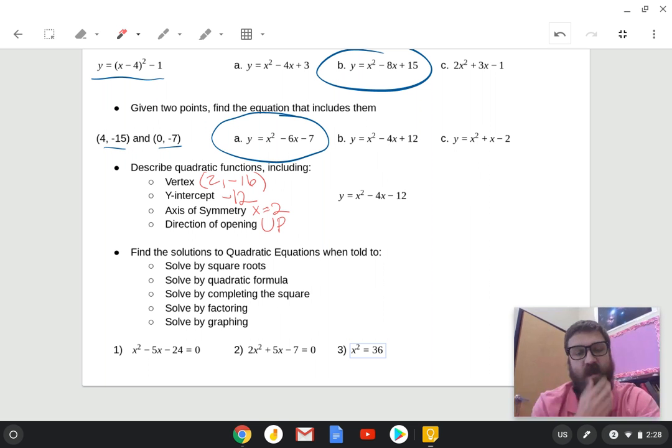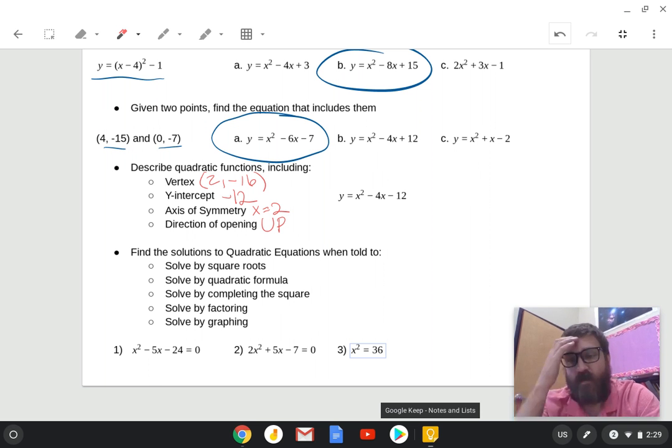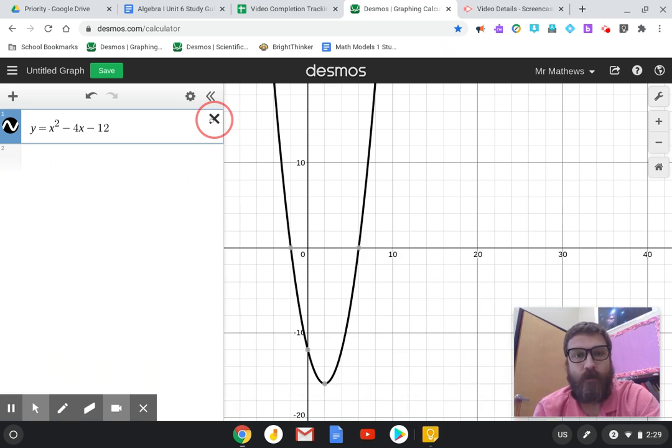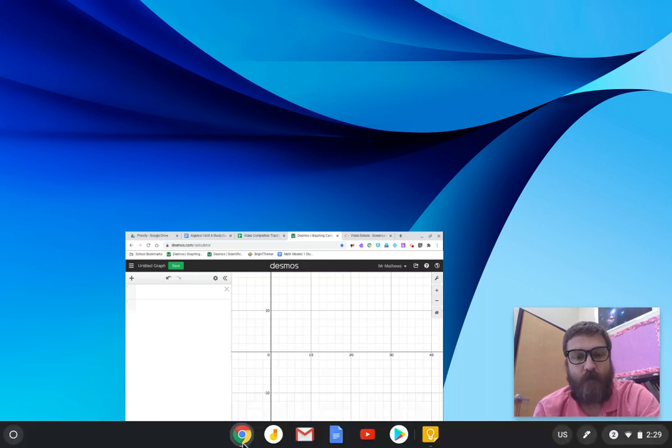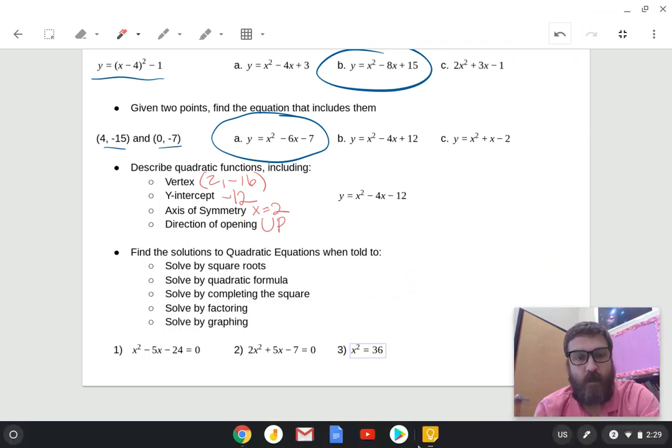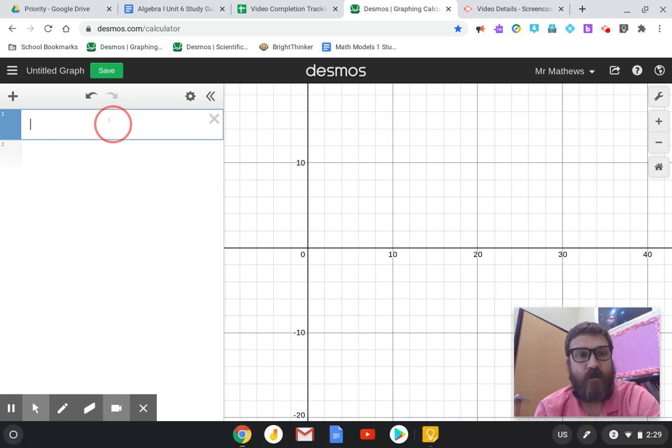And so that's the things that you need to be able to identify: vertex, y-intercept, axis of symmetry, and direction of opening. And it's just that straightforward by graphing. Also, using graphing to solve quadratic equations. You're welcome to use other methods, but the graphing method is going to be the simplest, most reliable. So we'll go through these one by one. The first one is x squared minus 5x minus 24 equals 0.